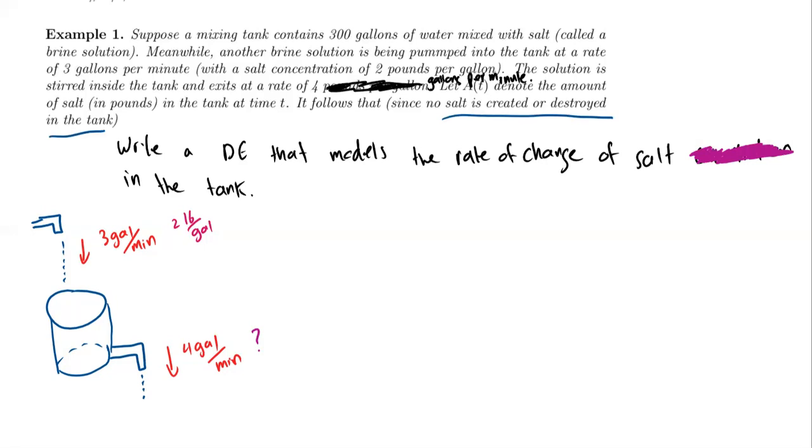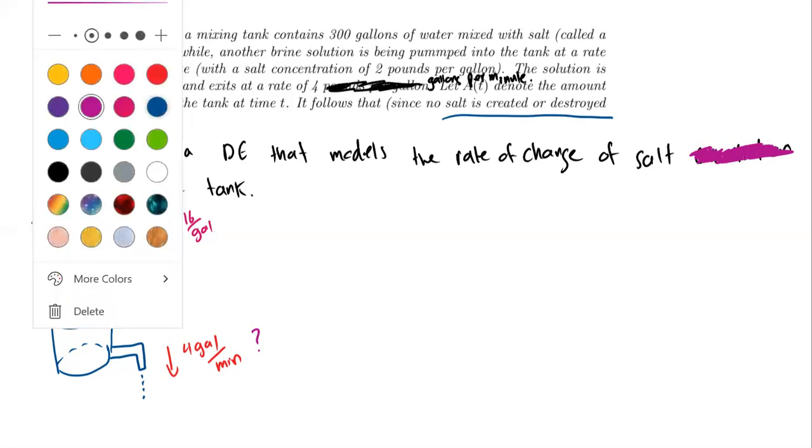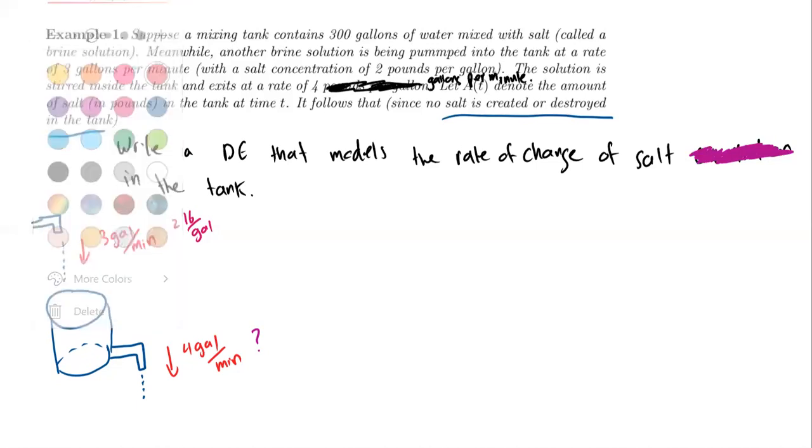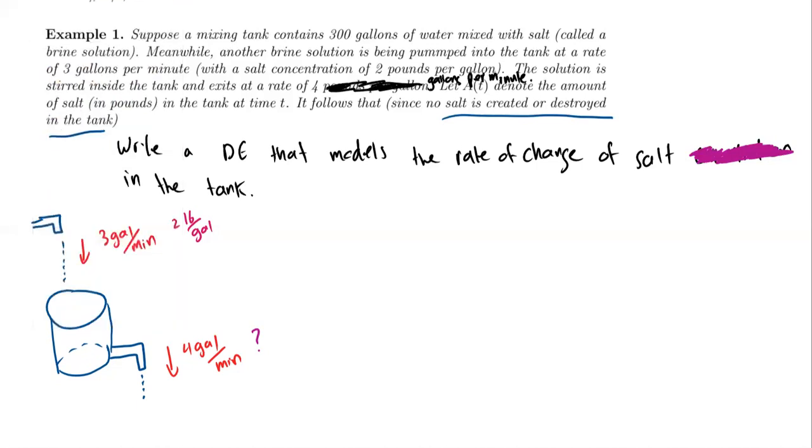So given that A of t, or A, is the variable that represents the amount of salt, and we're looking for the rate of change of that variable, then our differential equation should look like dA/dt, because we're trying to model the rate of change of the salt, and that's going to equal something. That's something we don't know what it is yet. We're going to have to figure it out.